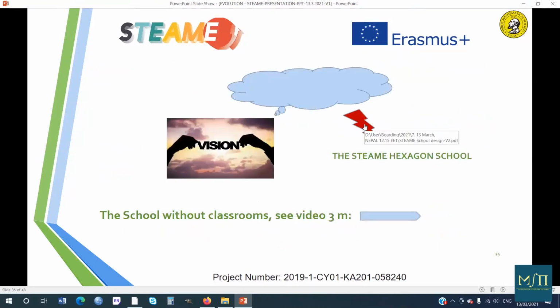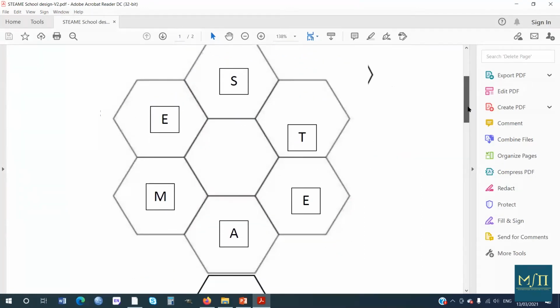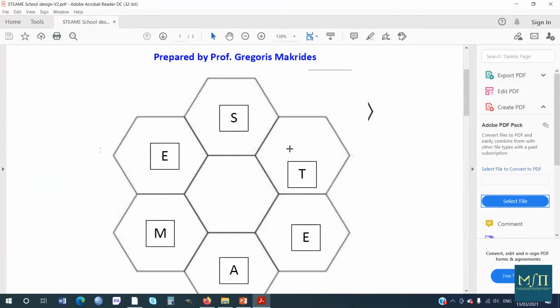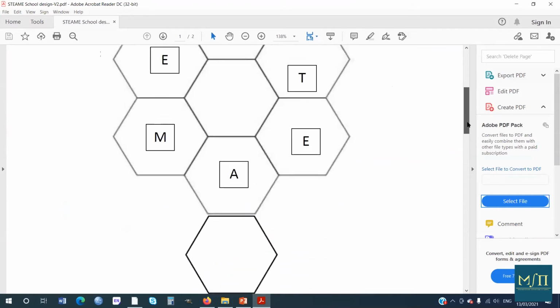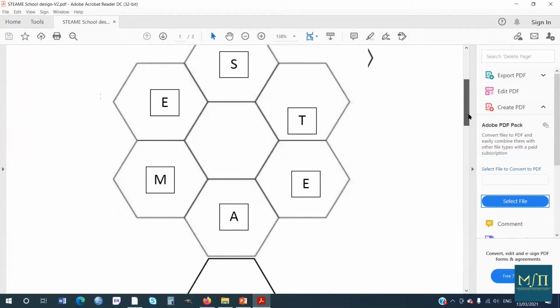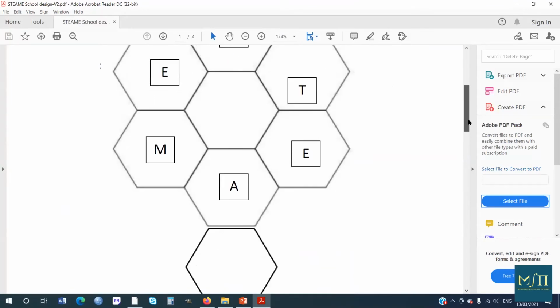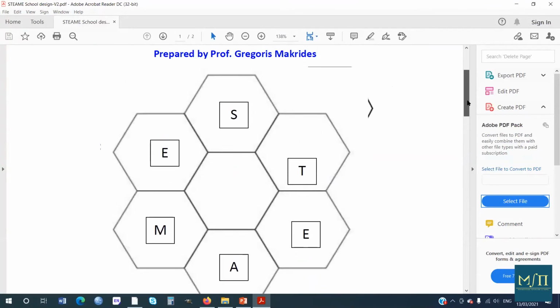So one of the plans that we want to promote is a STEAME school that is like a hexagon, like a bee nest. Imagine each building to be one of the sciences, arts, etc. This is a field where students will have their break and have their sandwich, whatever. This would be at the entrance. So we're building a design. This is a top view of a school of the future like this.